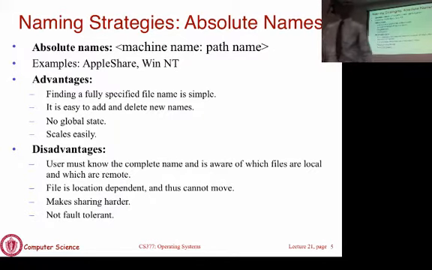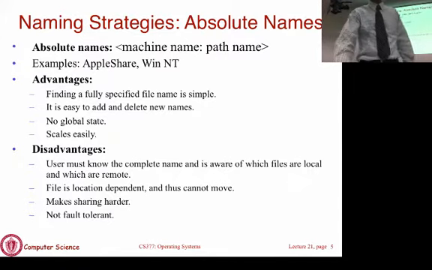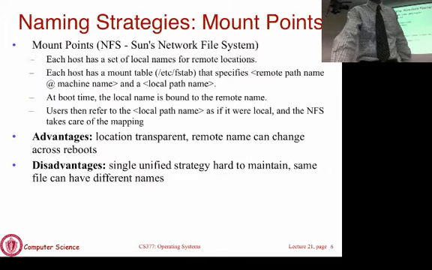If you have location transparent names, you can keep multiple copies of the file. If one server goes down, you can simply transparently look for another server. Since here you specify the name of a server, you can't simply go fetch that file from some other server. You have to go to the server that the user specified. So absolute names have some advantages but also disadvantages.